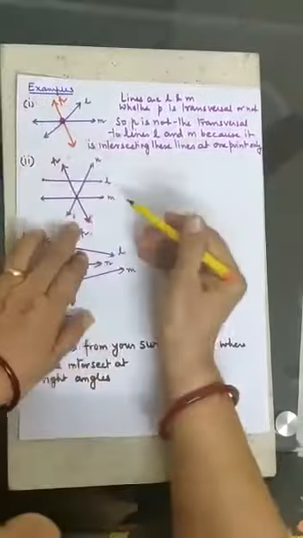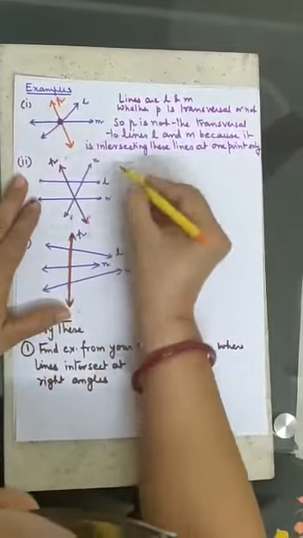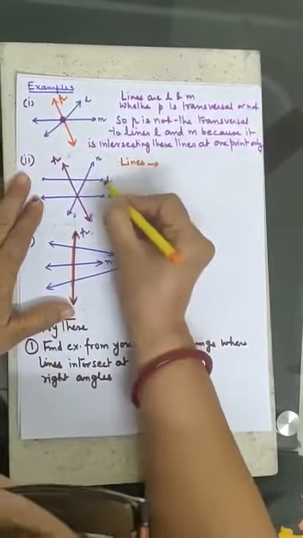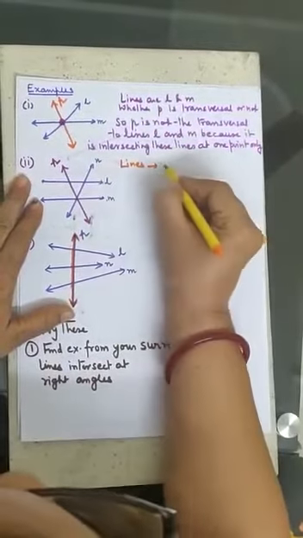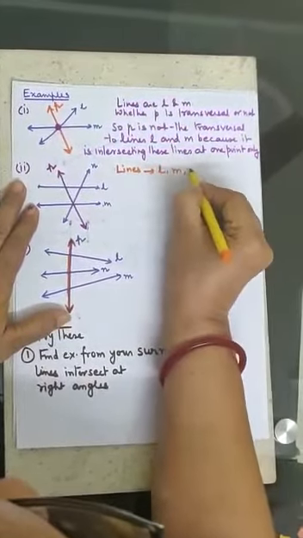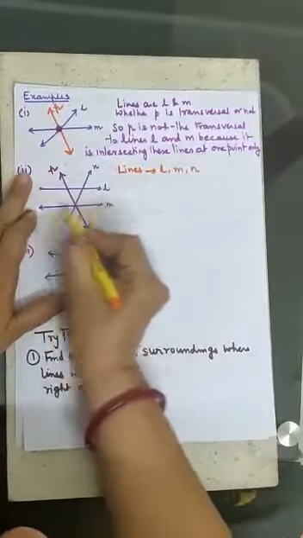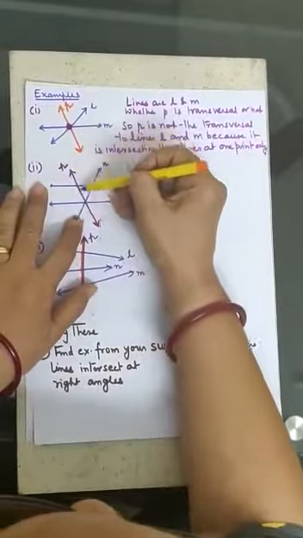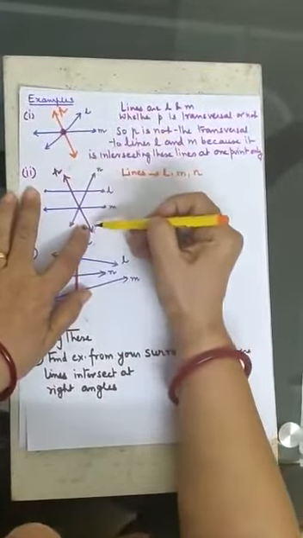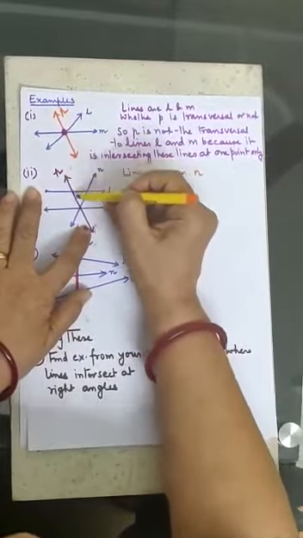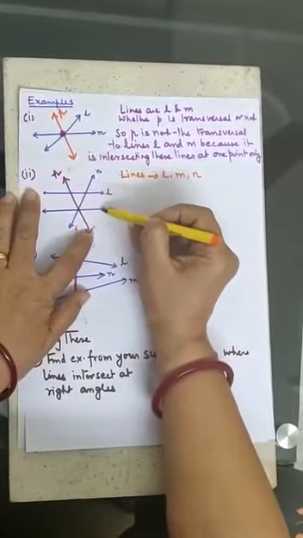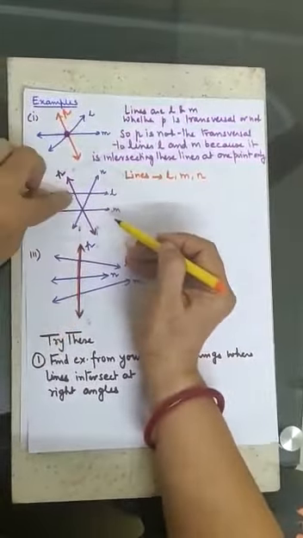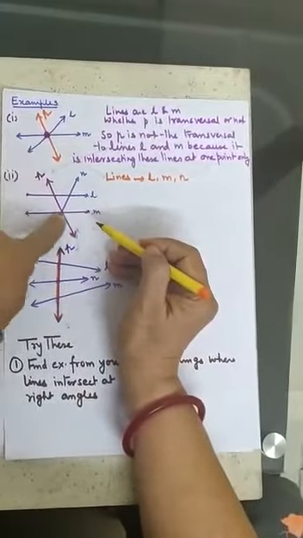In the second case, we have 3 lines. L, M and N. L is here, M is here and N is here. Now we have to see whether P is the transversal or not. Now what is the condition? If P is the transversal, we have 3 lines, so there should be 3 points of intersection. But what do we observe here? Only 2 points of intersection.